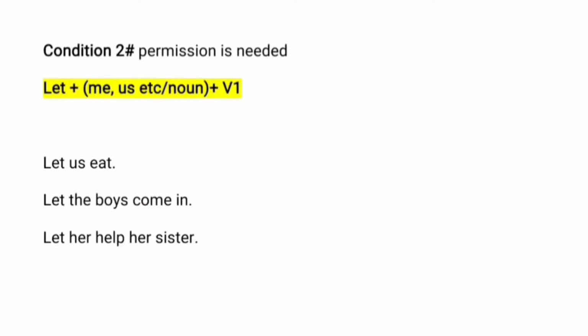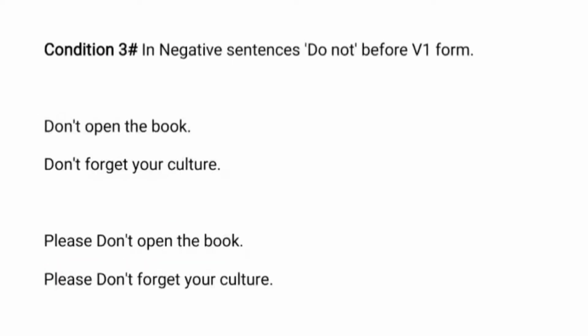When their permission is needed, then we start the sentence with let, followed by a personal pronoun like you, her, us, them, and so on, and then followed by the verb first form. As in the sentences: let us eat, let the boys come in, or let her help her sister. Okay, for making negative sentences, do not is placed before the verb first form. Like in the sentences: don't open the book, or don't forget your culture.